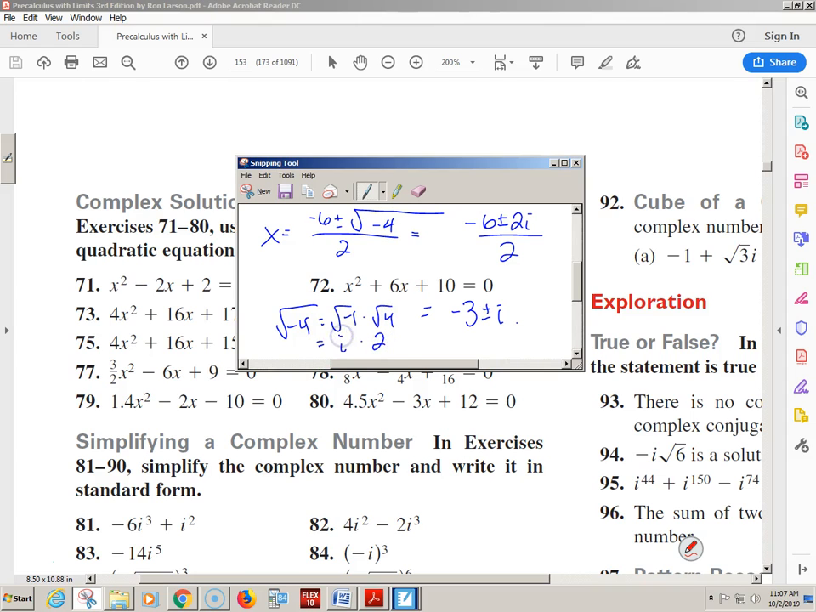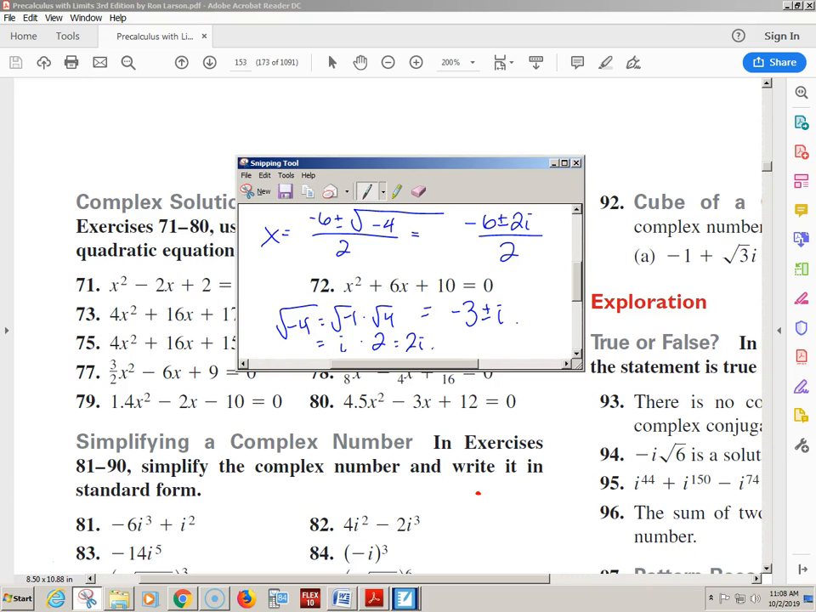So the negative 1 squared counts as an i. And then the only way to square a negative number is... your negative 4 came from what? In the first place? 36 minus 4... 36, okay, 36 minus what? Minus 40.